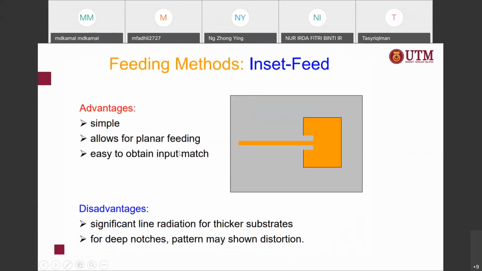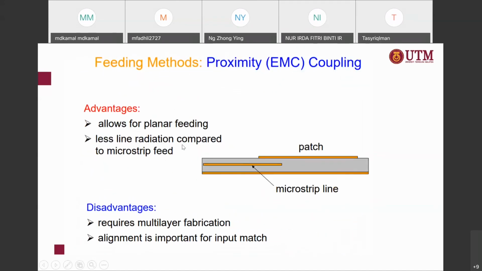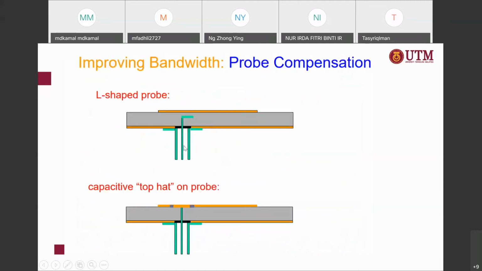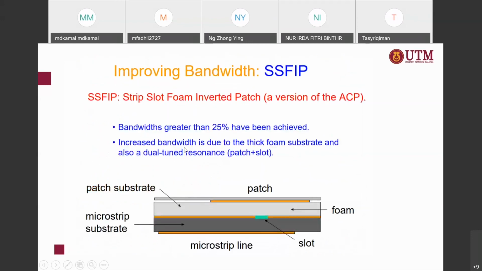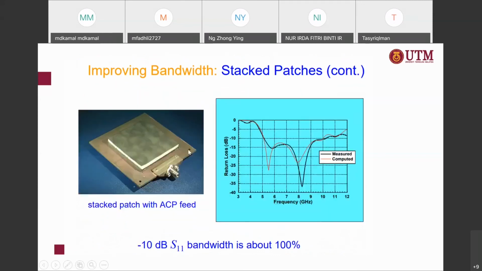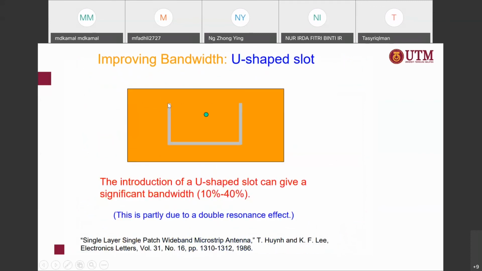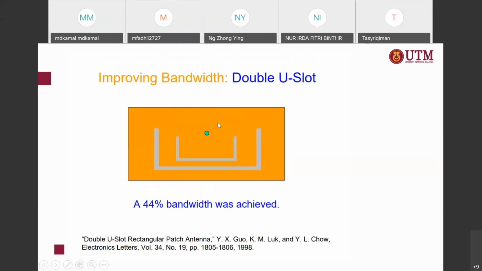Okay, so all this, and then I did as well the feeding techniques, and then how you want to improve the bandwidth using probe compensation, or improve bandwidth using the strip slot form, inverted stacked patch. Okay, improved stacked patch as well, parasitic patches, directly coupled patches, or you can use the U-shaped slot here. So there are a lot of techniques to improve the bandwidth, because we know that the bandwidth of this antenna is usually very small, so you can improve it by using all these techniques.